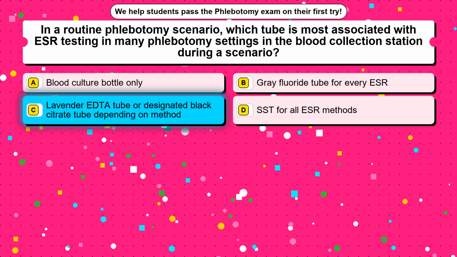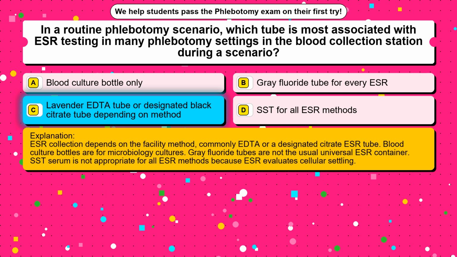The correct answer is option C. Lavender EDTA tube or designated black citrate tube depending on method. ESR collection depends on the facility method, commonly EDTA or a designated citrate ESR tube. Blood culture bottles are for microbiology cultures. Gray fluoride tubes are not the usual universal ESR container. SST serum is not appropriate for all ESR methods because ESR evaluates cellular settling.